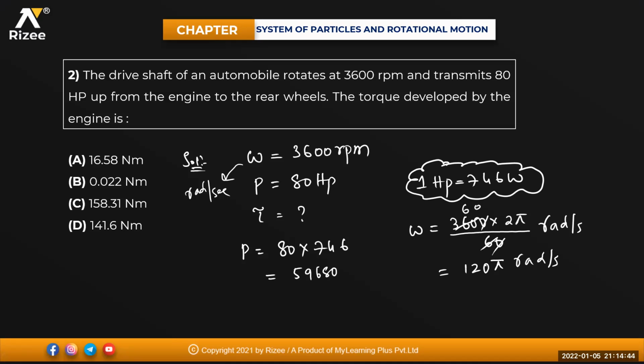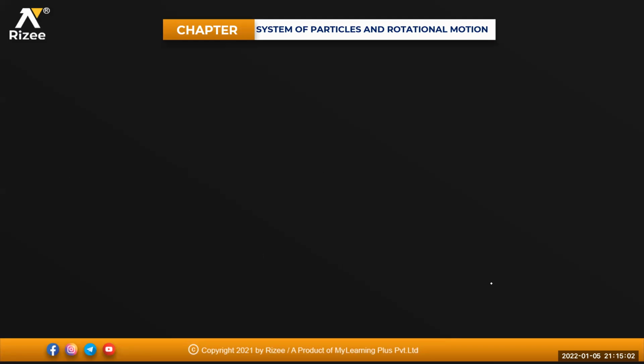Torque, na, power is equal to, the unit of the power will be equal to how much, beta? 746 watt. 1 watt will be equal to Newton meter per second. Okay. Now, what is the formula of the power, beta? Power is equal to tau into omega. So it's asking torque. Torque is equal to power divided by omega. So now keep the values. Power is 59680 divided by omega. We got 120 pi. So simplify it, we'll get the answer.